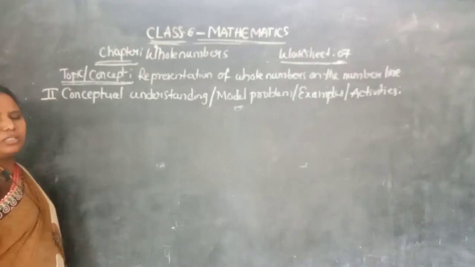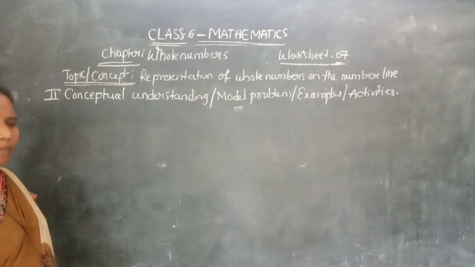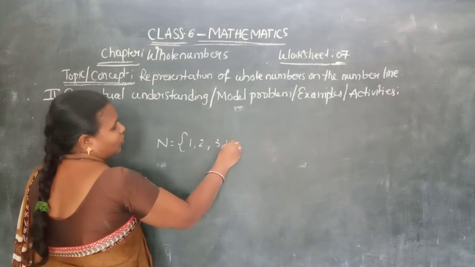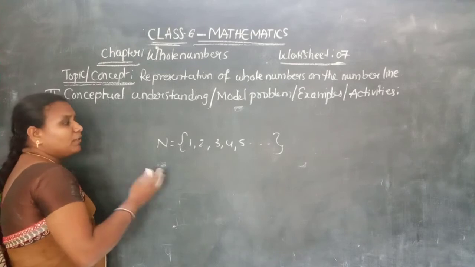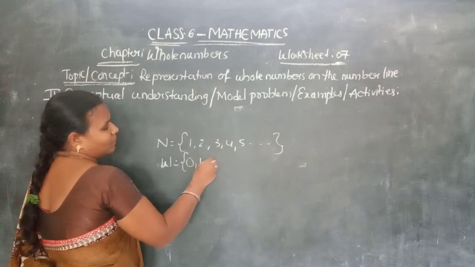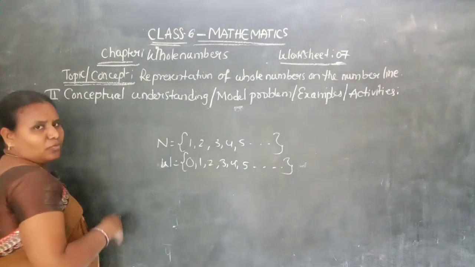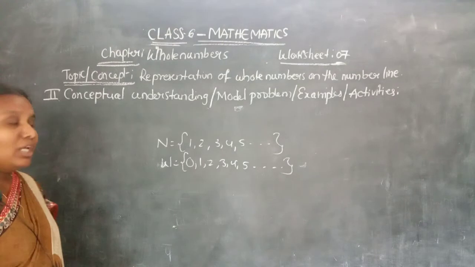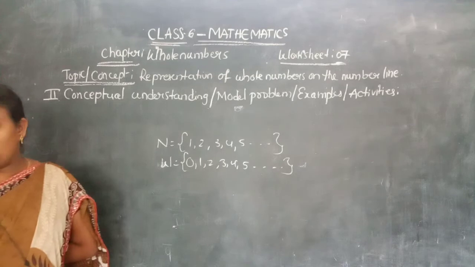Representation of whole numbers. First, let us discuss what are whole numbers. We know the natural numbers, that is 1, 2, 3, 4, 5, and so on. These are natural numbers, naturally counting numbers. If we add 0 to the set of natural numbers, these are whole numbers.